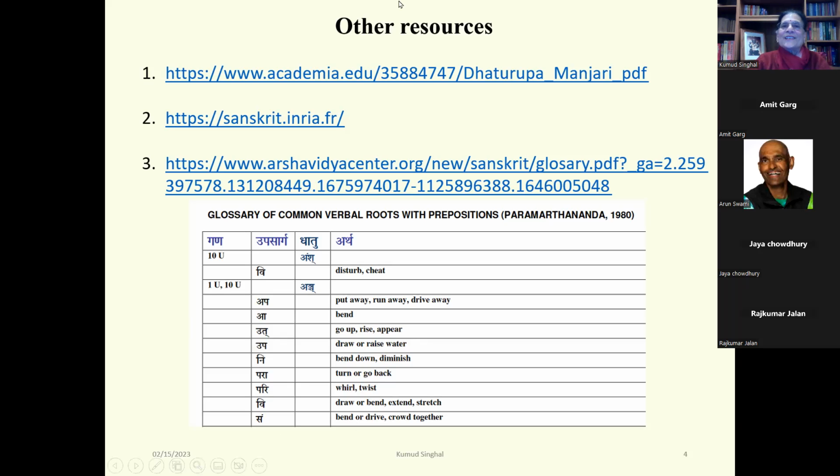Any other questions, any comments? No, thank you, Kumuji. This was very interesting. I'll have to study it though. Yes, it's becoming more involved, because now you will have the lakaras, again the parasmaipadi and atmanepadi, then the vidhiling parasmaipada. But that's the way it is.